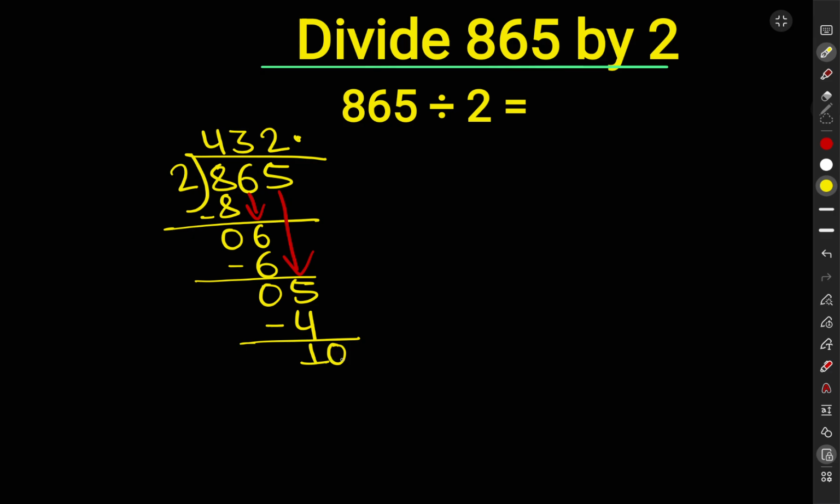So now it is 10 and 2 times 5 is 10. On subtracting we get 0. So 865 divided by 2 is 432.5.